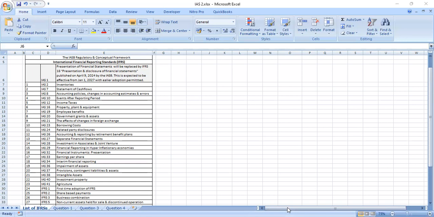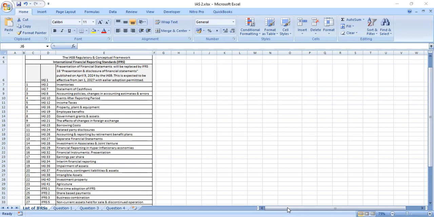Okay, now, having said that, we move to initial recognition criteria for inventory. Now, the initial recognition criteria for inventory is that inventory is recognized at cost. Inventory is expected to be recognized at cost. I will say that again. Inventory is recognized at cost.